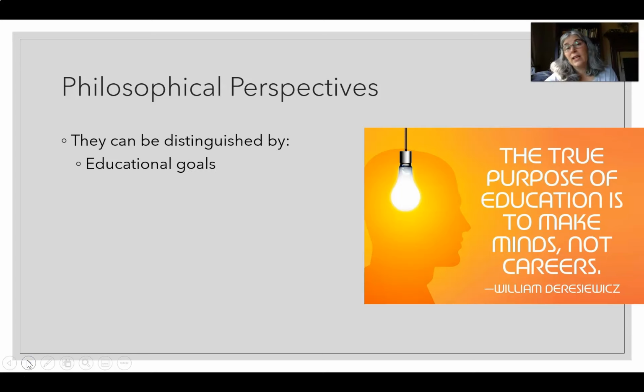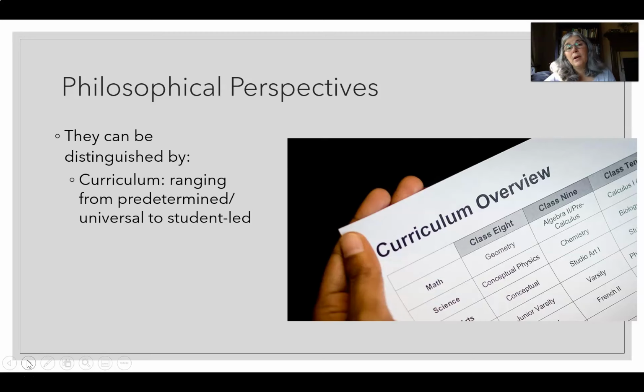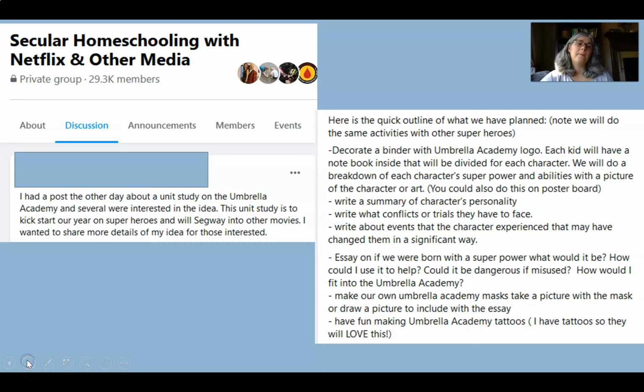You can also look at their educational goals. What do they think the goal of education is? Is it to make careers? Is it to make minds? They can also differ based upon their curriculum. Do they think that curriculum is predetermined and universal? That everyone should be teaching the same thing because all human beings have the same needs? Or should it be greatly individualized and student-led based upon personal interests?